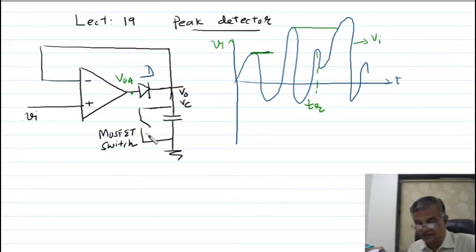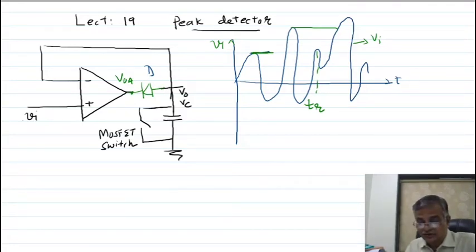Okay. Now suppose someone says, sir, I want to detect the negative peak, then what should I do? If you want to detect the negative peak of the input signal, you have to make the connection of the diode in the reverse direction. So to detect the negative peak, this should be connected in this way.